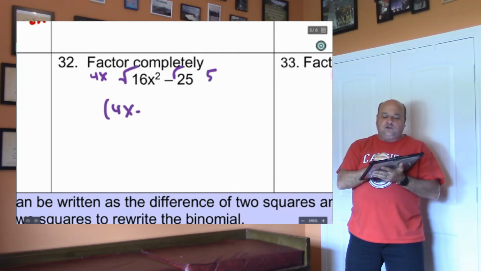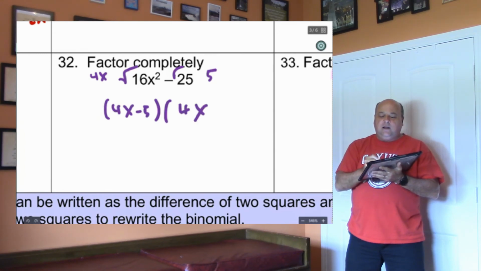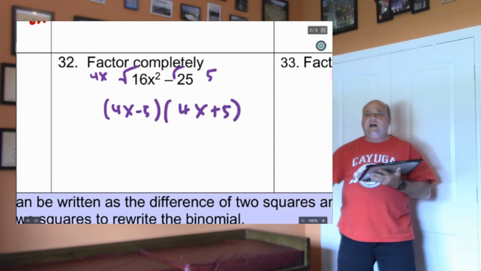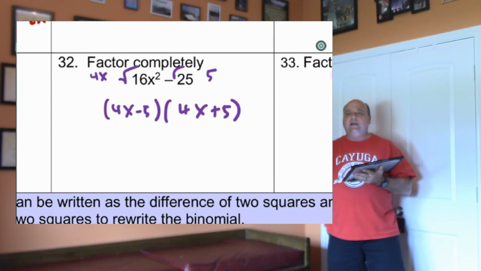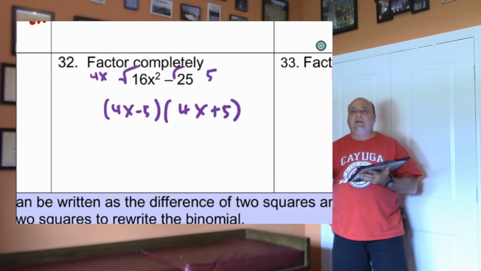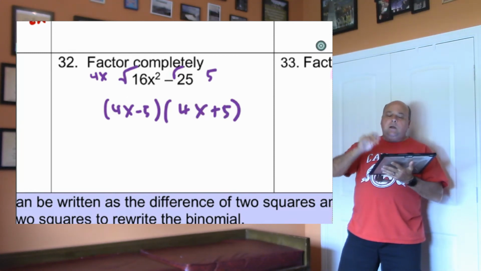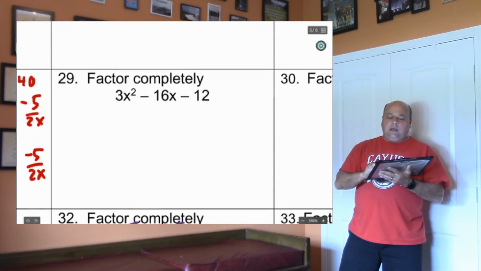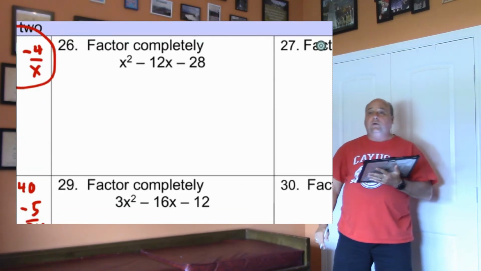So one of the factors will be 4x minus 5, and the other will be 4x plus 5. If you do the arches, you'll get negative 20 plus 20. The middle term cancels. Okay? Now then, I'm going to show you how to do this with the calculator.